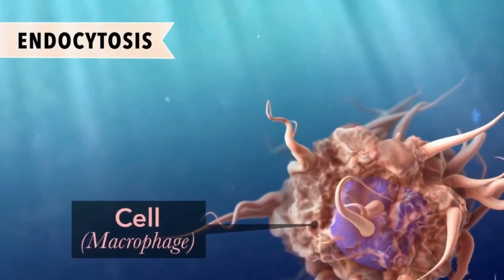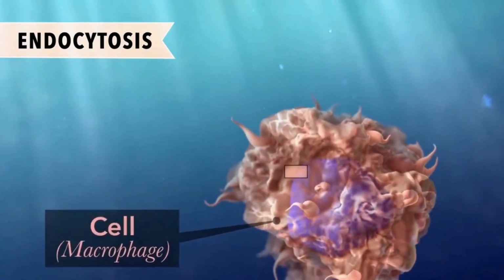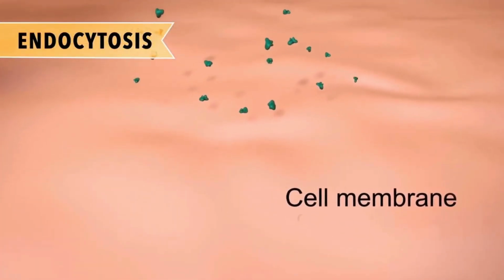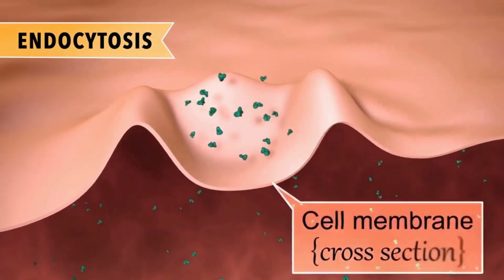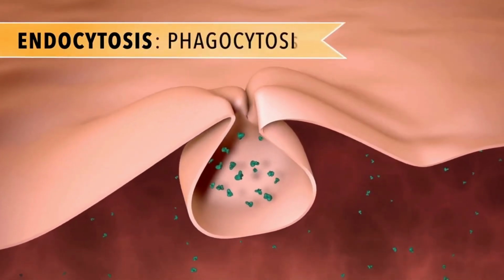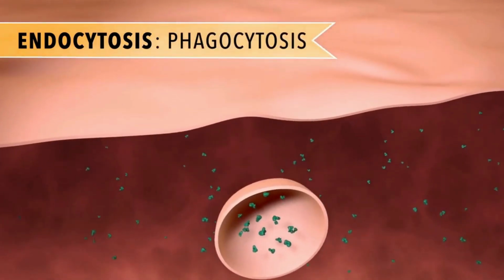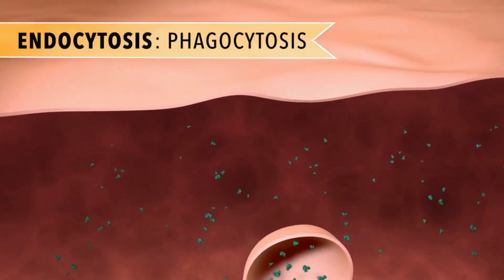Sometimes a cell uses active transport to pull in large particles using its cell membrane. This is called endocytosis. One type of endocytosis is called phagocytosis. This often happens when the cell takes in some type of nutrient.